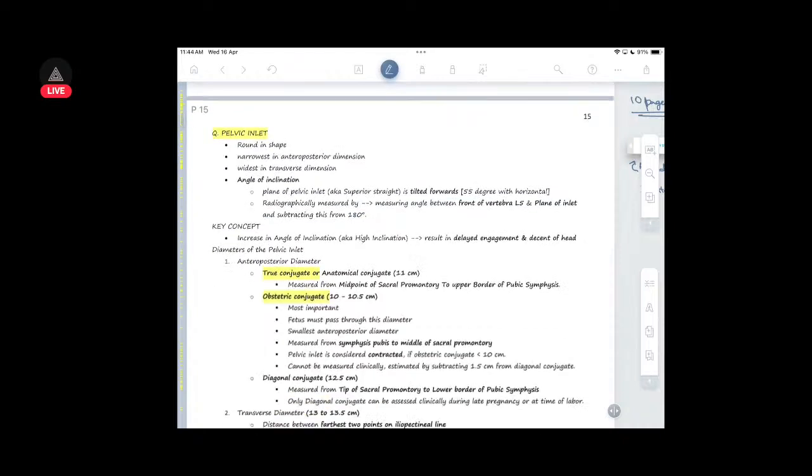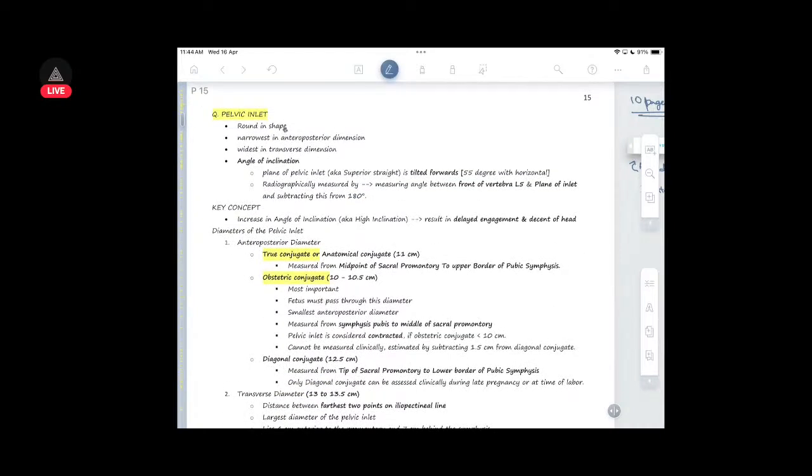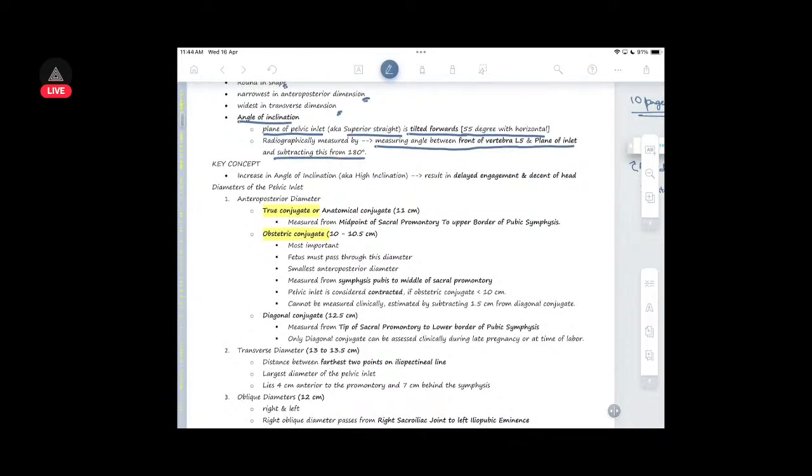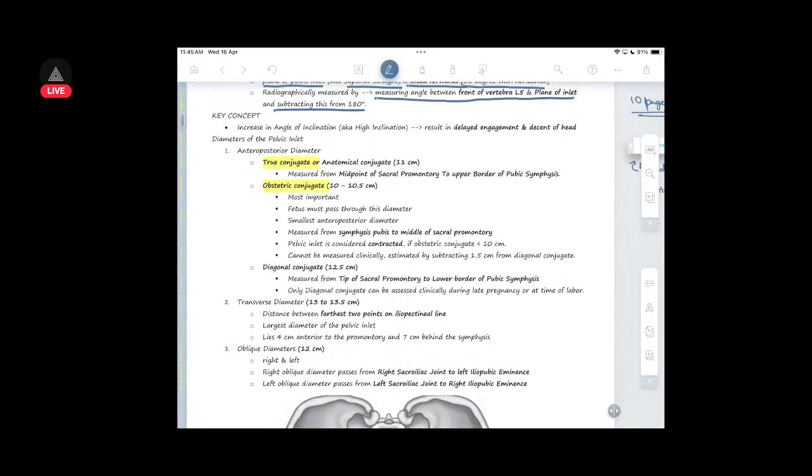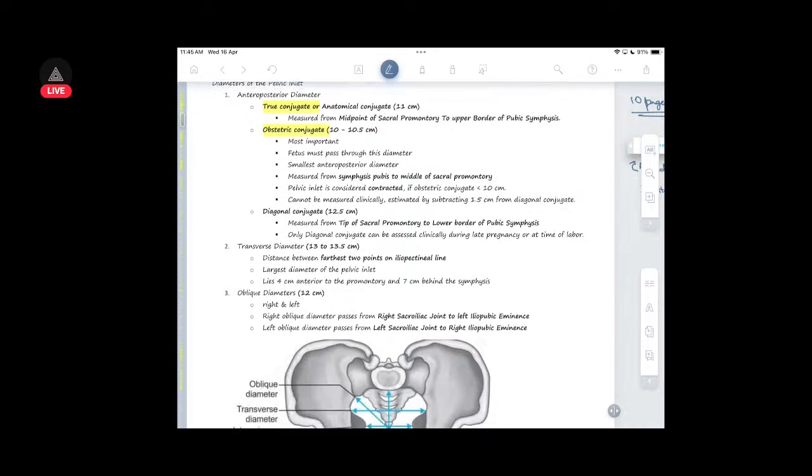Caput appears after birth and disappears after 24 to 36 hours. Then the pelvic inlet: it is round in shape, narrowest in AP diameter and widest in transverse dimension. The angle of inclination is the plane of the pelvic inlet, also called the superior strait, tilted forward 55 degrees with the horizontal. Radiographically it is measured by the angle between the vertebra L5 and the pelvic inlet, subtracting this from 180 degrees. A high angle of inclination leads to delayed engagement and descent of the head.